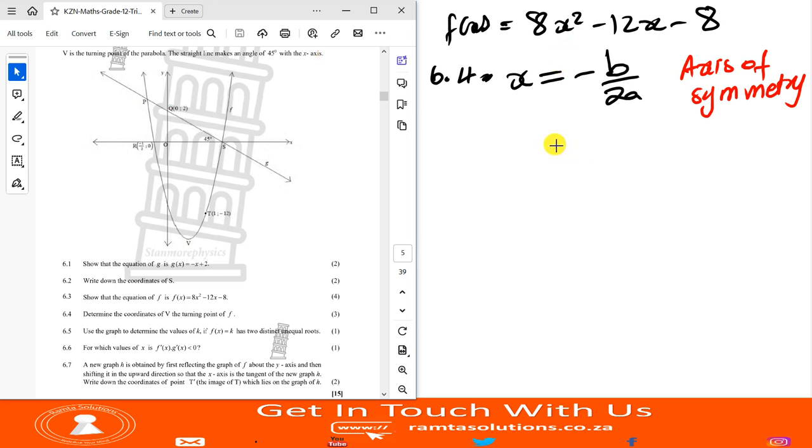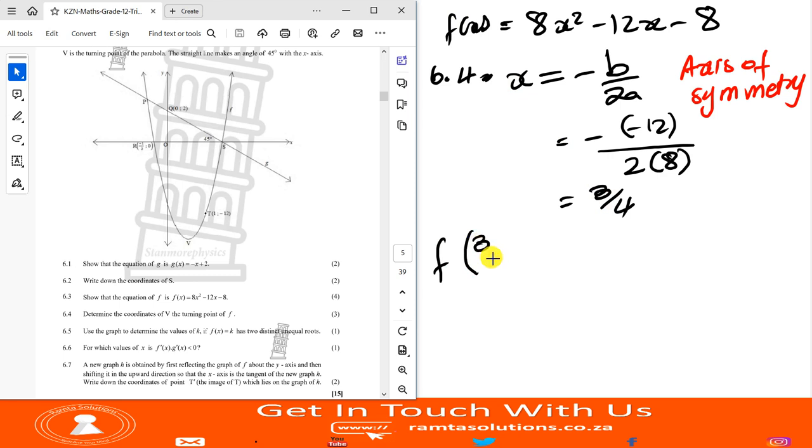So what is the value of b? It's negative 12. Can you see it? Negative 12 over 2. What is the value of a? The value of a is 8. What do we get here? We get 12 over 16, which is 3 over 4. So the x value of V is 3 over 4. Now to get its corresponding y value, you will say f of 3 over 4. Where there's x, you put 3 over 4. Let's go.